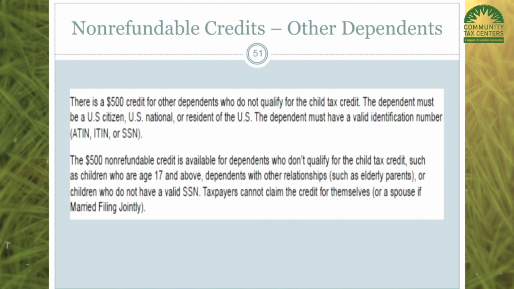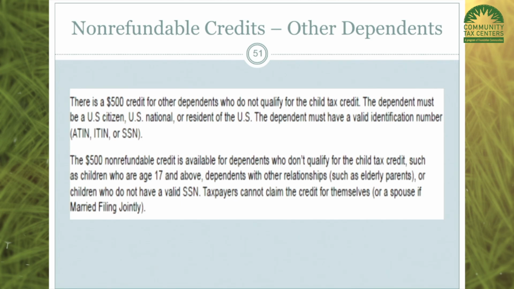Then we have other dependent credit. So this credit, it's a $500 credit for other dependents who do not qualify for the child tax credit. Remember, the child tax credit is for those under the age of 17. The dependent must be a U.S. citizen, U.S. national, or resident. The dependent must have a valid identification number.